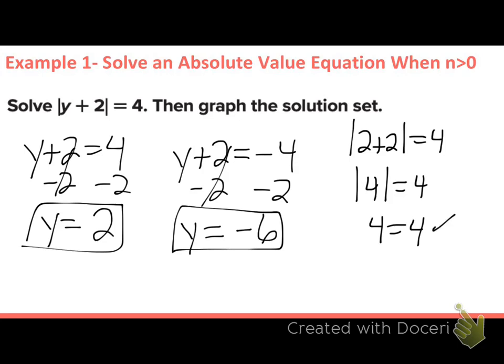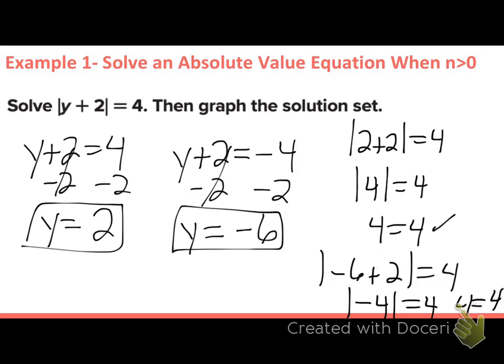Then you can plug negative 6 in. What's negative 6 plus 2? Negative 4. And what's the absolute value of negative 4? 4. Once again, 4 does equal 4. So both solutions check out. Both of these are my solutions. If you only do one of them, you only get half the problem correct. I've got to account for both cases every single time. Okay? What else does it tell me to do? Then graph the solution set.